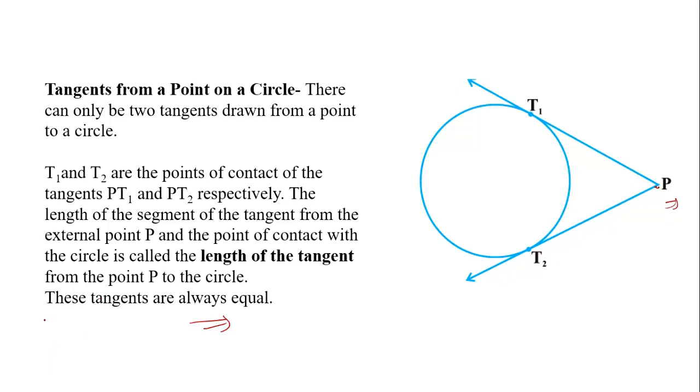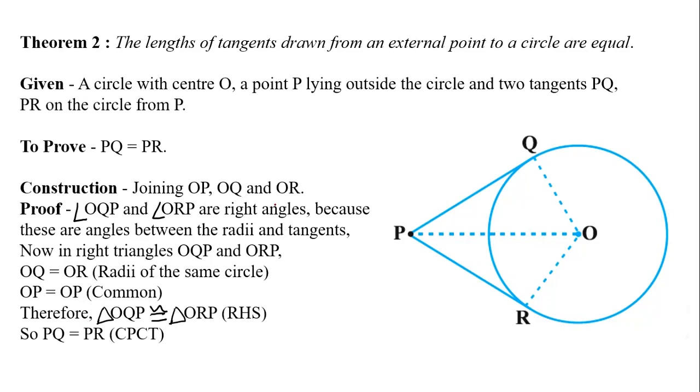And one most important result is that the tangents drawn from a point will always be equal. Now let's move to the second theorem, which states that the lengths of the tangents drawn from an external point to a circle are equal. So we are given a circle and a point, and from the point two tangents are drawn, and we have to prove that the tangents are equal.